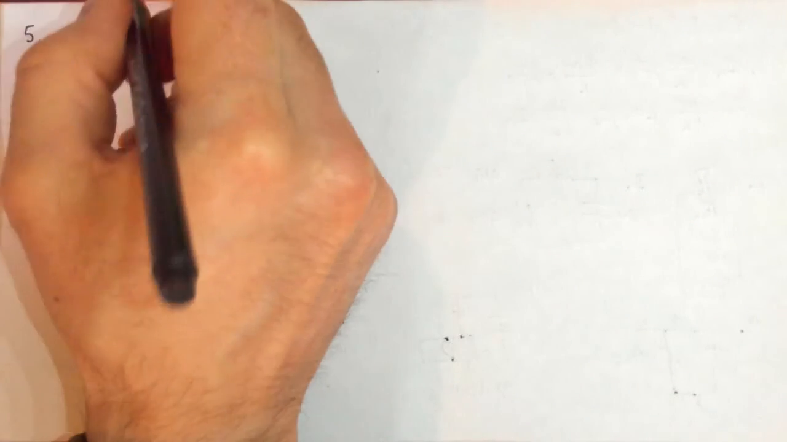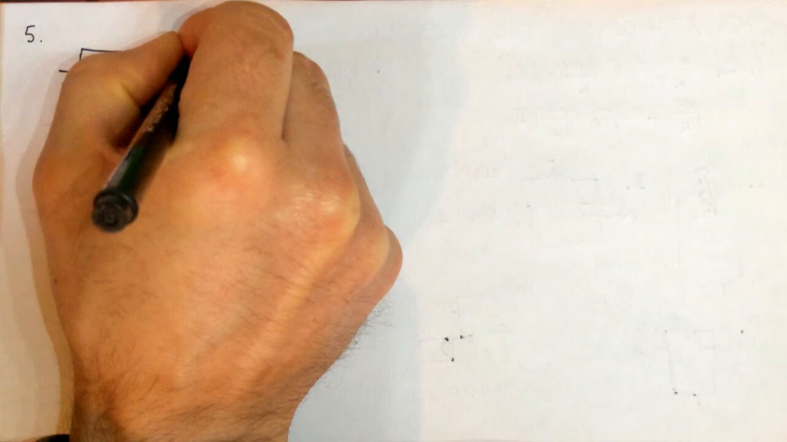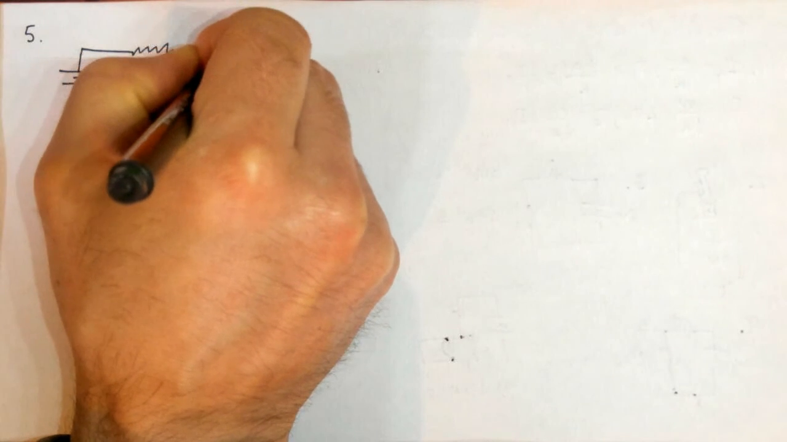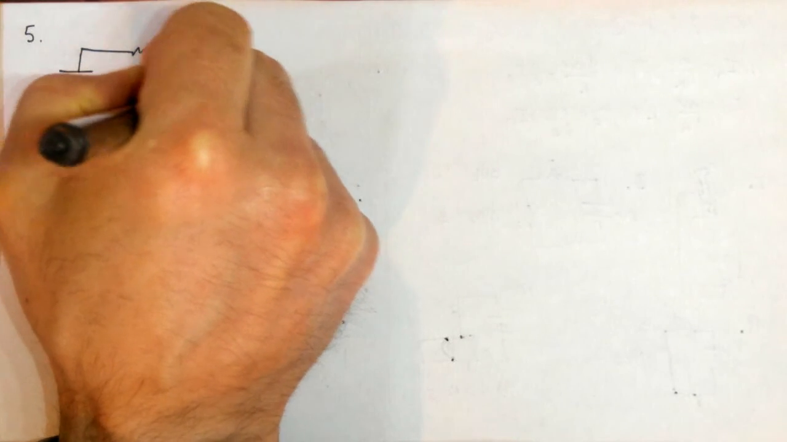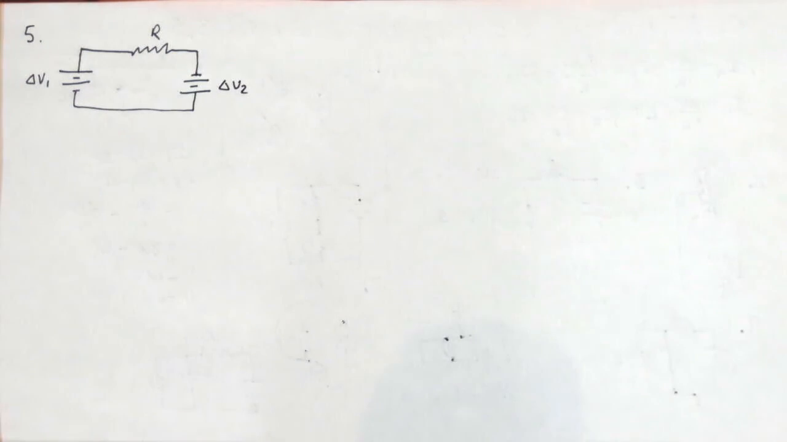All right, so we've got the system: a battery, one resistor, another battery that's upside down, and a wire connecting the two. I'm going to call this delta V1. This is R, and this is going to be delta V2. And the first question is how much current is flowing through the resistor?